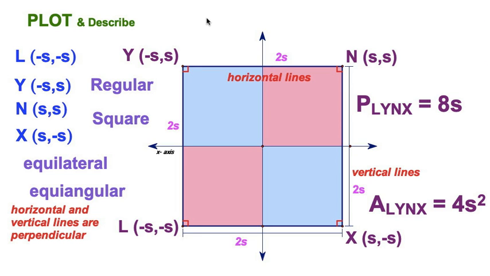It's equilateral. Each side is 2s. Oh, did we do the diagonals? Yes, we did that. And we'll save the diagonals for chapter 4 or chapter 8. But the diagonals, as you'll see in the future, will be 2s radical 2, which is kind of cool.